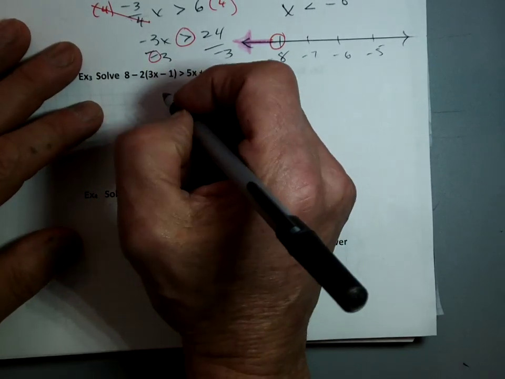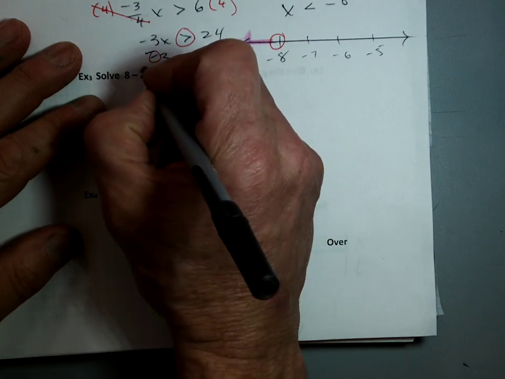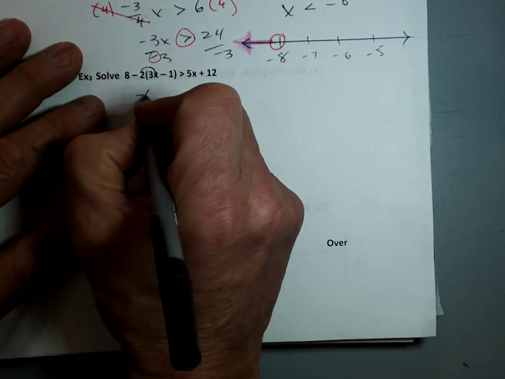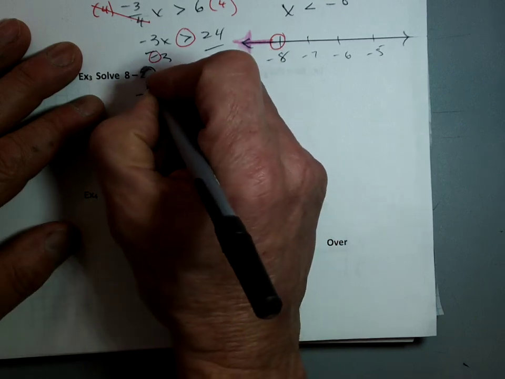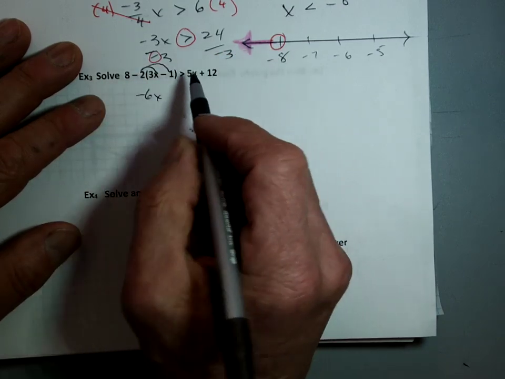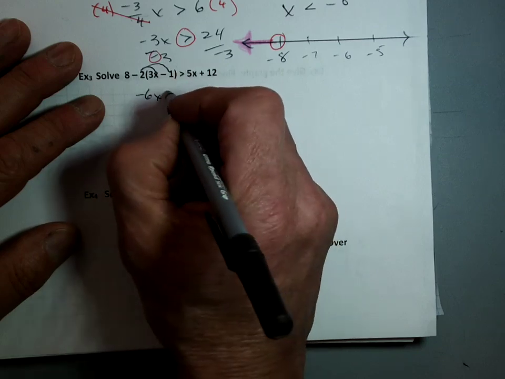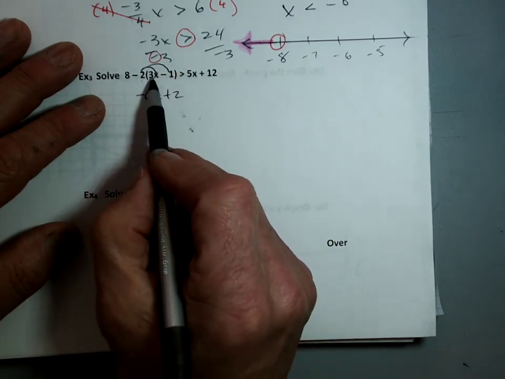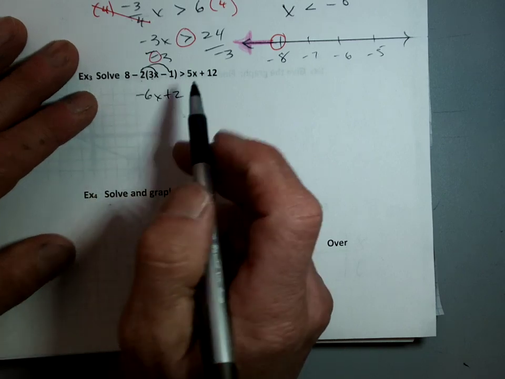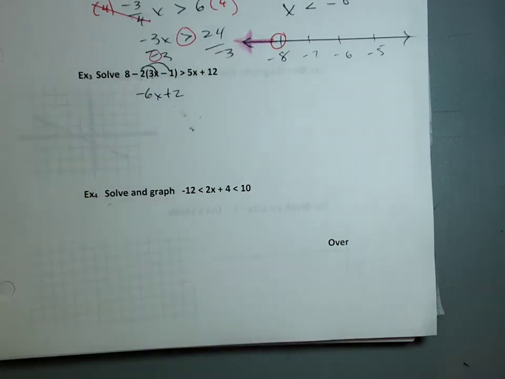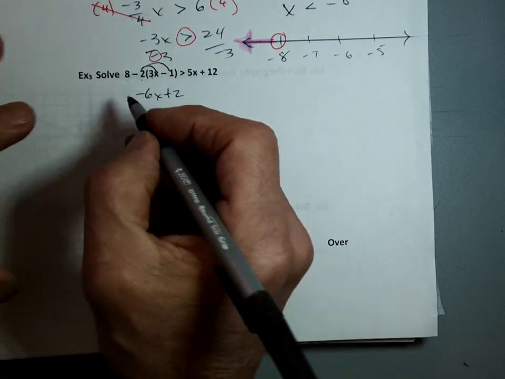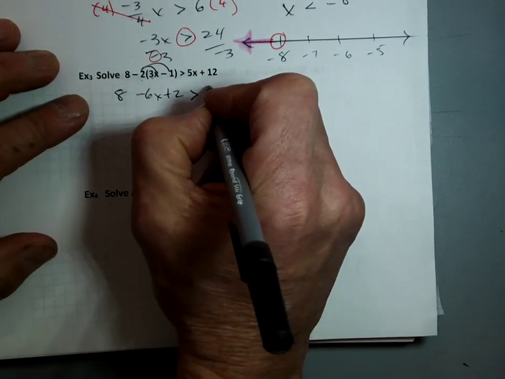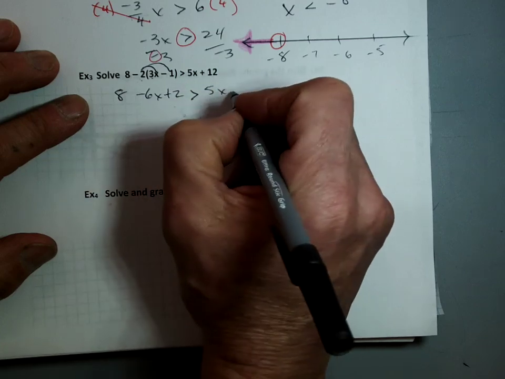Number 3. The first thing I'm going to do is tidy it up. So I'm going to distribute. I'm going to go negative 2 times 3x makes a negative 6x. Then negative 2 times a positive 1. A negative times a negative is a positive 2. So I just went negative 6x and a positive 2. Now I have to remember the rest of my terms, so I'm just going to slide everything else down. So I'll slide down the 8 and the greater than sign, and I'll slide down the 5x plus 12.